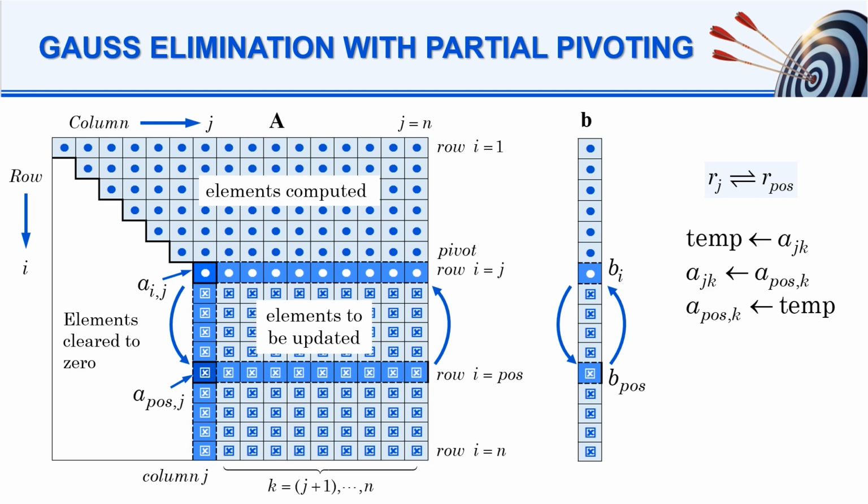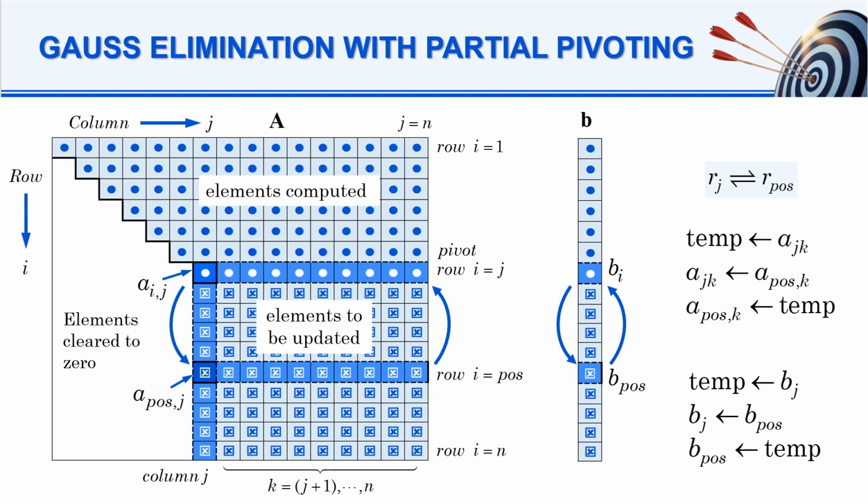Note that the elements below the diagonals have been cleared to 0 before column J. Here, when swapping the rows, we are essentially storing the value of AJK, or BJ, in a temporary placeholder, then copying the value of APOSK, or BPOS, into AJK, or BJ, and finally copying the stored value from the temporary placeholder into APOSK, or BPOS. The use of a temporary variable allows us to hold one of the values during the swapping process.